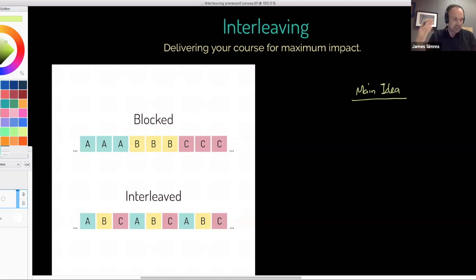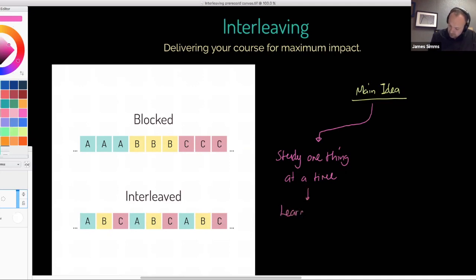So what is the main idea of interleaving? Well, it's as follows. Right now, in the majority of scenarios in classrooms and learning cycles, students tend to study one thing at a time. That sounds really simple, and it might even sound desirable. It'll certainly sound familiar. Students study one thing at a time. This is perhaps the predominant way of doing things as they are now, and we can describe it as learning in blocks.